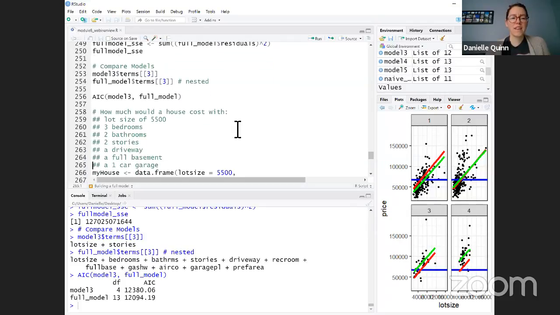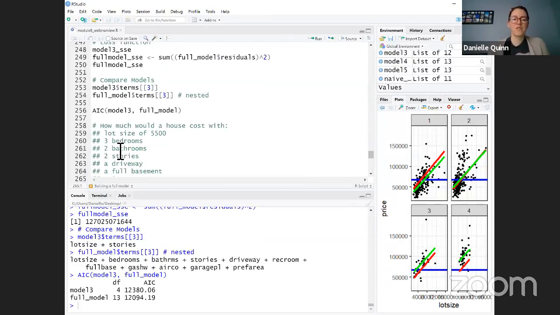Before we get into how to use this to predict a value of a very particular house, I'm just going to check the chat because I see that it has been lighting up. Okay.